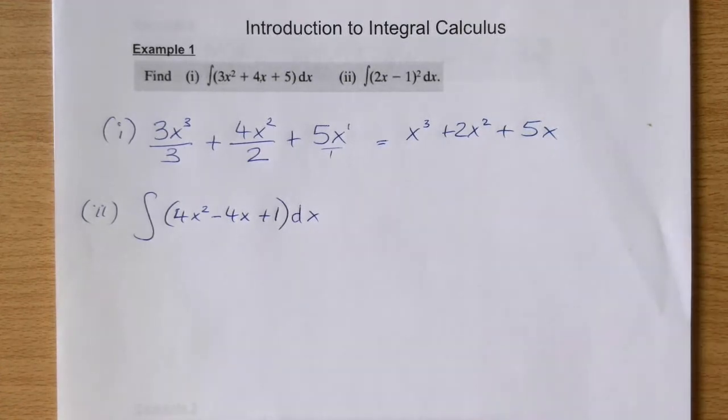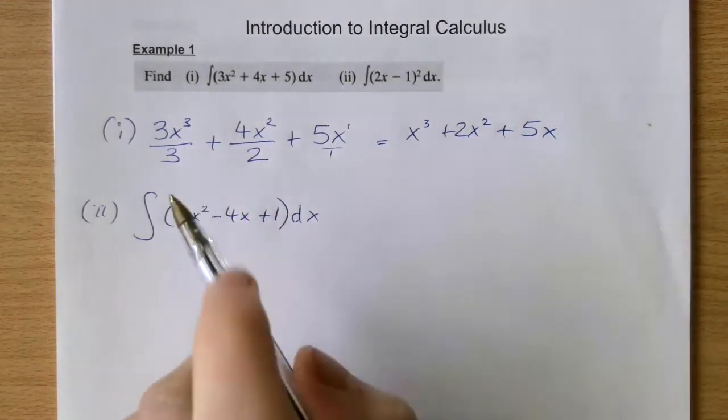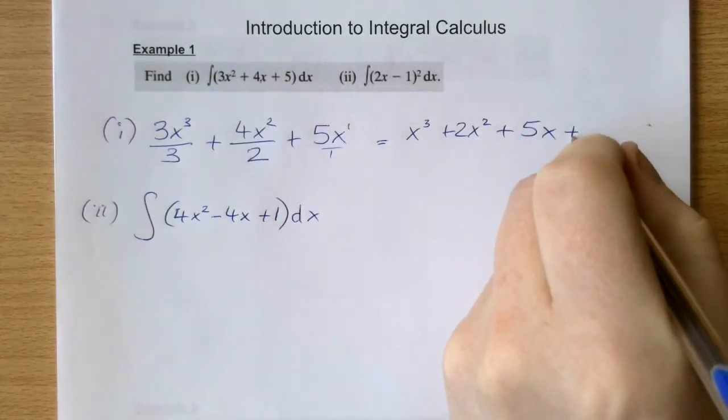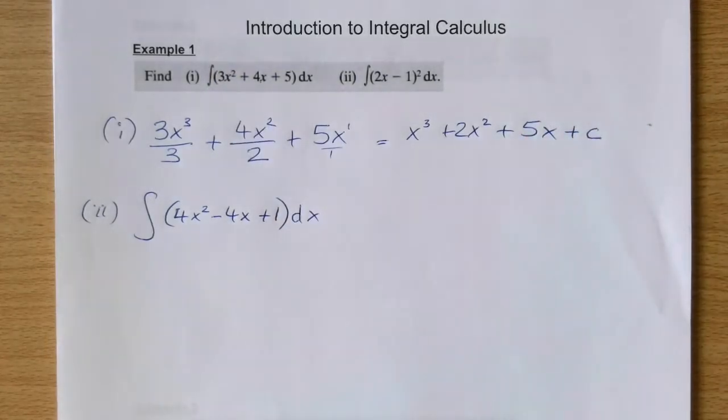Now, one thing I actually forgot about in the first one: if there are no limits on the integration, make sure you put a plus c at the end. It's what's called the constant of integration.